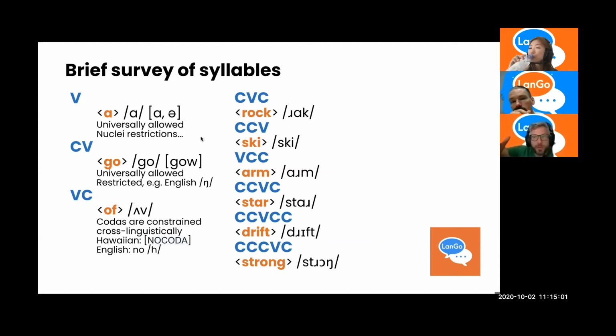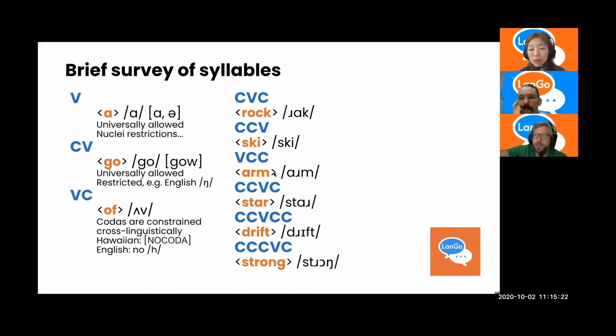Most languages that you encounter will allow a vowel by itself to stand as a syllable. For example, Portuguese does with their definite articles, o and a. So you can say, o menino, the boy, a menina, the girl, right? And the o and the a are standing by themselves.